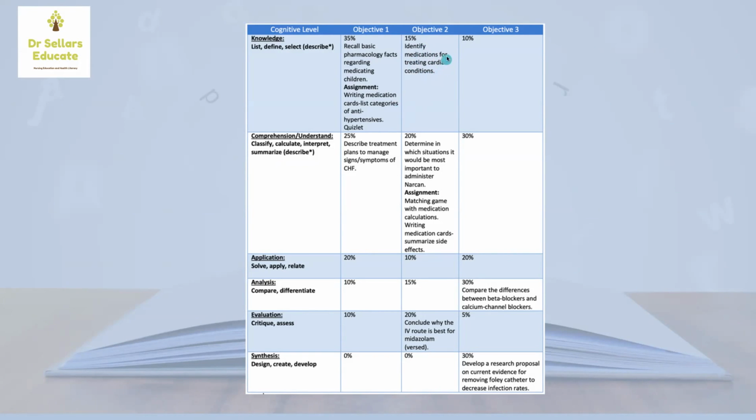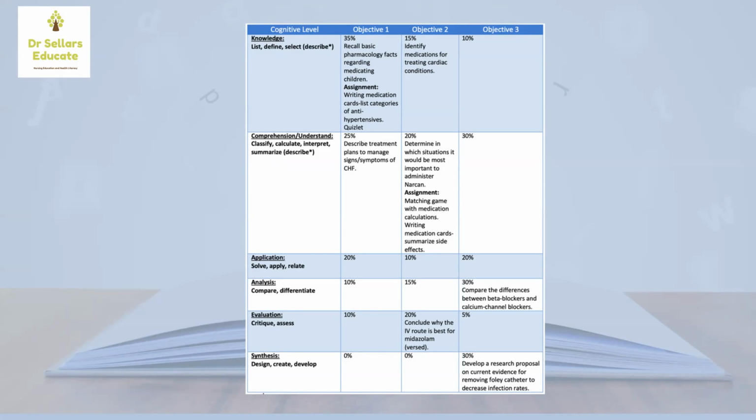Objective 2, this is an example for the level of knowledge, would be identify medications for treating cardiac conditions. So let's keep going, taking a look at the next level, which is comprehension or understanding. Classify, calculate, interpret, and summarize are just some of the verbs that may be included in that category. I want to bring to your attention chapter 10 in Billings and Halstead, Teaching and Nursing. That's where you're going to find some additional verbs associated with each level of Bloom's taxonomy.